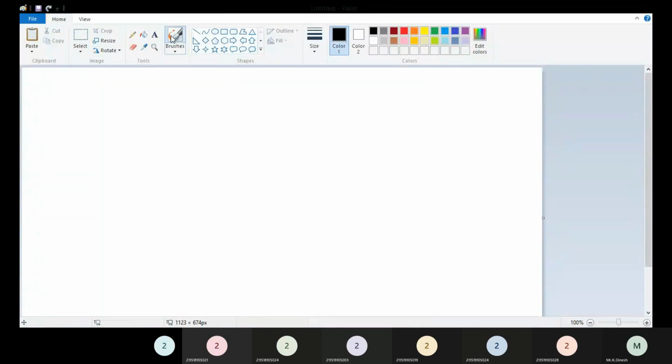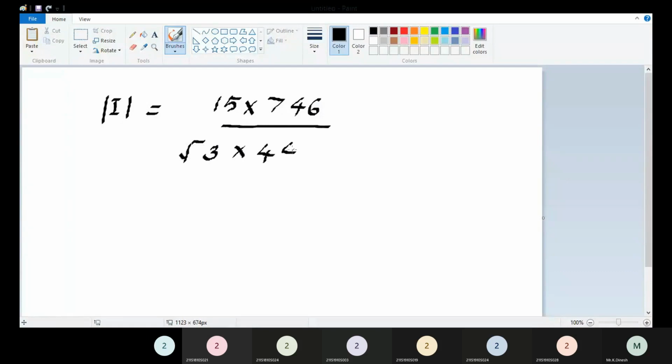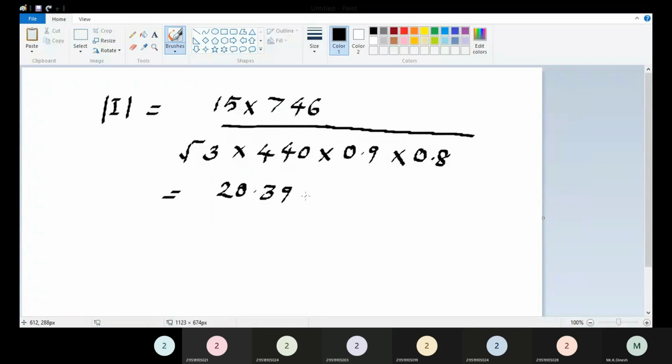First we need to find the modulus of I. I'm converting HP into watts: 1 HP equals 746 watts. So 15 into 746, whole divided by root 3 times my line voltage 440. Efficiency is 90%, so 0.9, and power factor is 80%, so 0.8 lagging. The current value should be 20.39 amps.